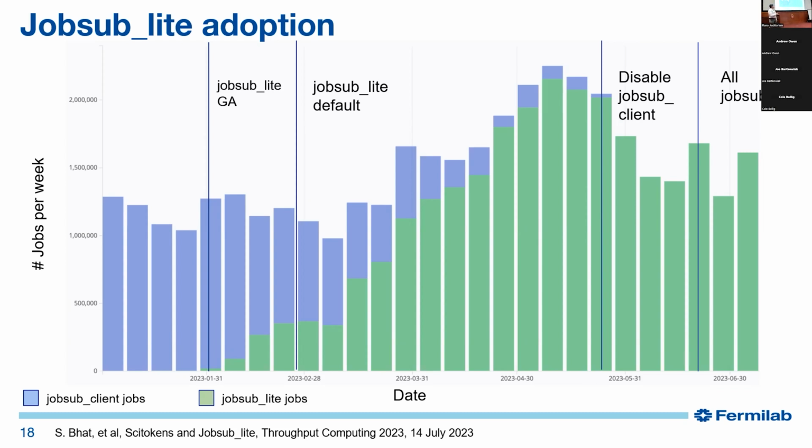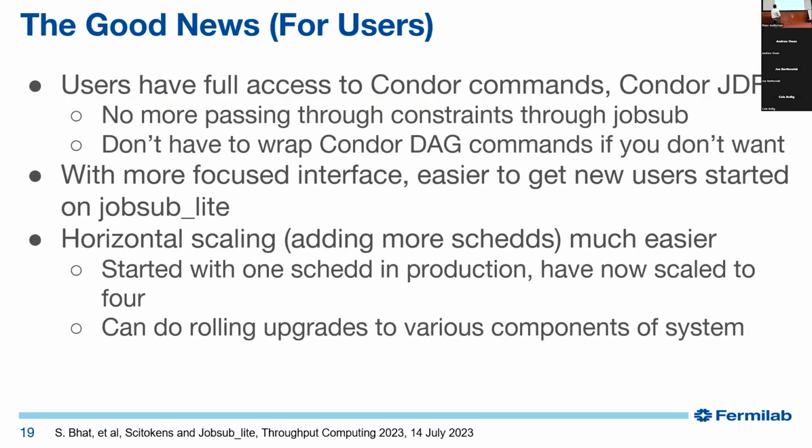And just to bookend that, we actually disabled Jobsub client close to the end of May. So submissions were not possible anymore using the old system, just job management. So your Jobsub queue, Jobsub RM, that sort of thing. And then as of about 2 weeks ago, we are now running all Jobsub Lite for the 5 experiments.